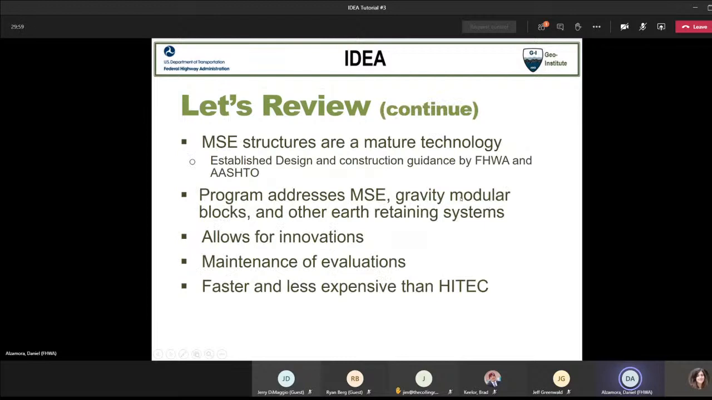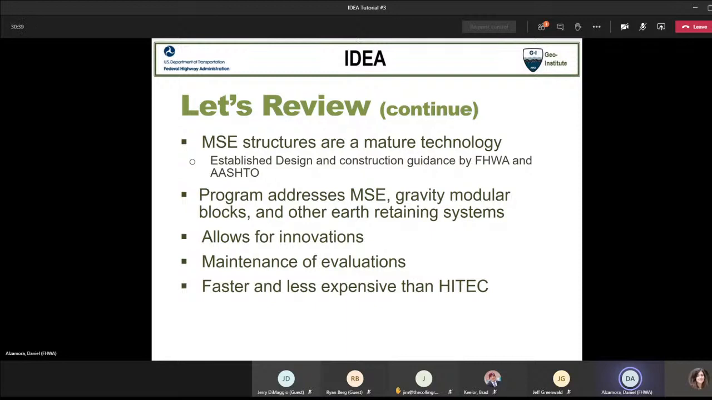So one of the first things that we talked about is the basic principle that MSE walls are not a new technology. We consider MSE walls mature. They are being used in every state in the country. They're being used by the private sector as well as the public sector in many different types of applications, loading conditions, materials, facing elements, reinforcements.